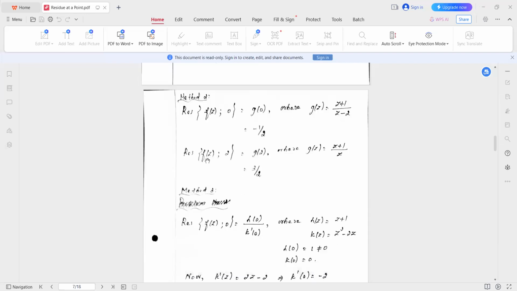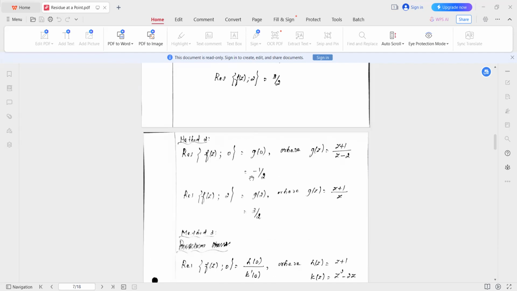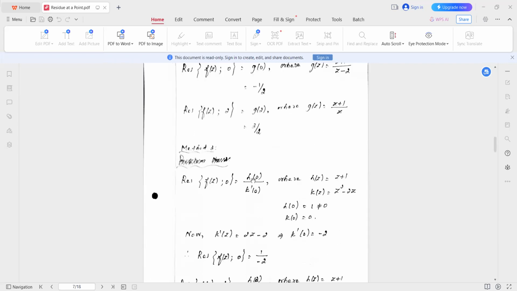So residue of f of z at the point 2 is equal to g of 2. So substitute, replace z by 2, we get g of 2 is equal to 3 by 2. Okay, so this second method is easier than the first method. Now we are going to apply the third formula.